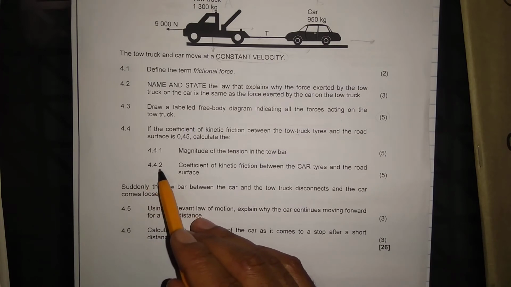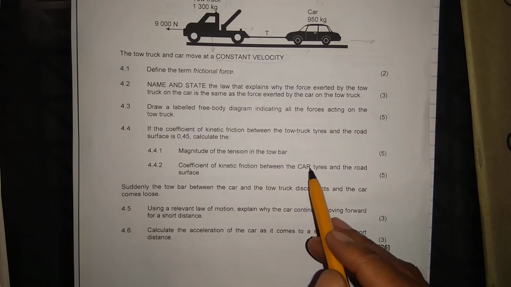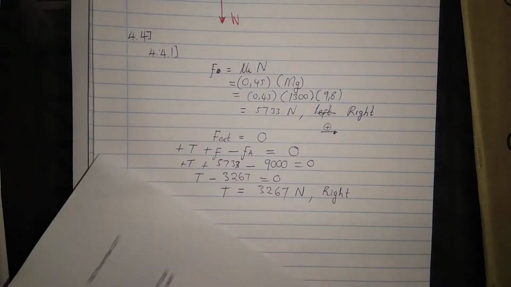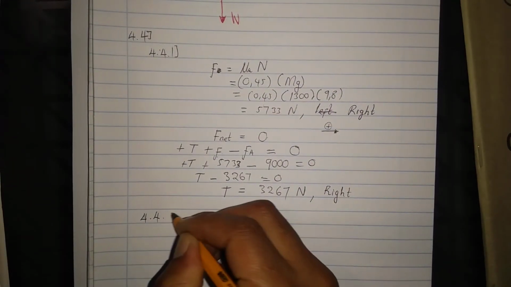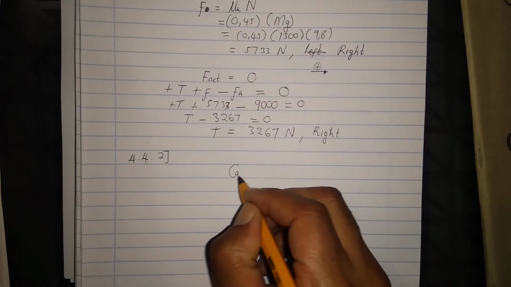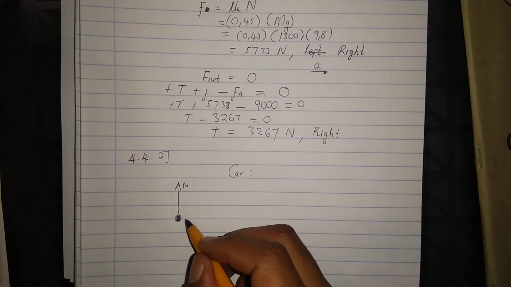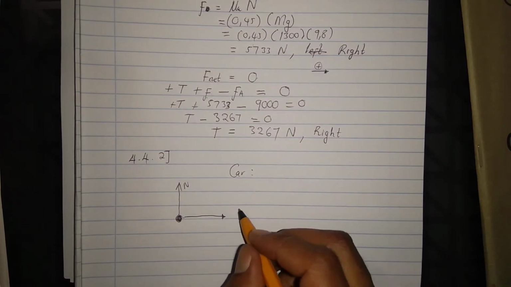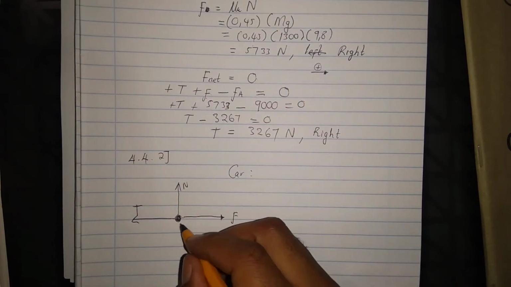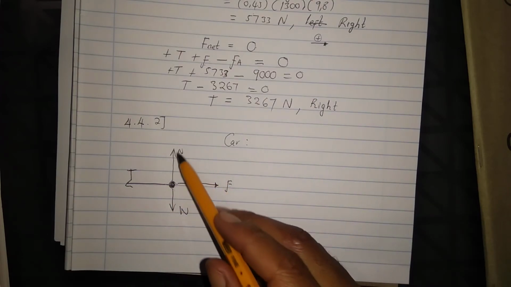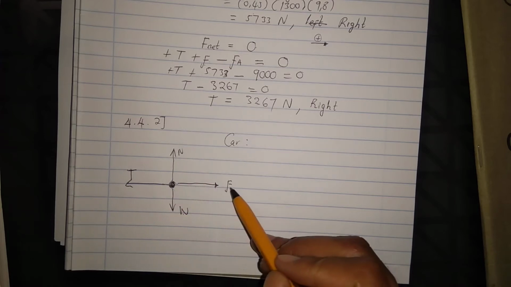Okay, next question, 4.4.2: let's calculate the coefficient of kinetic friction between the car tires and the road surface. Now we're talking about the car. Draw a free body diagram for the car. There's no marks for this, but just for the sake of this video, draw the free body diagram for the car as well. So we only have 4 forces acting on the car: the normal force, the weight, the tension in the tow bar, as well as the frictional force.